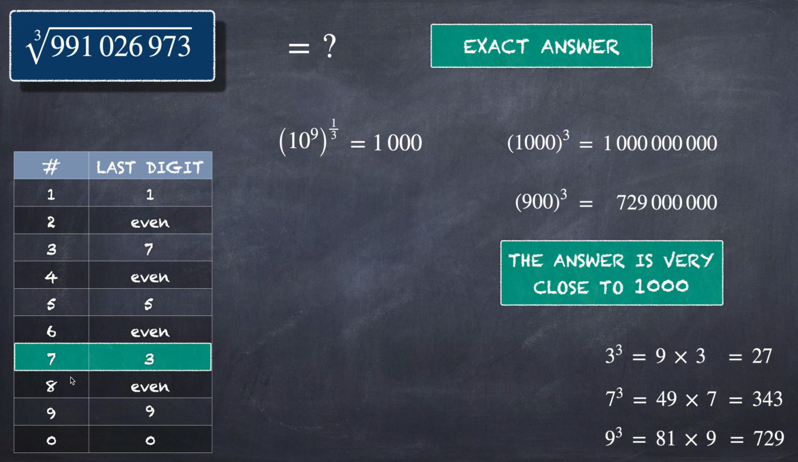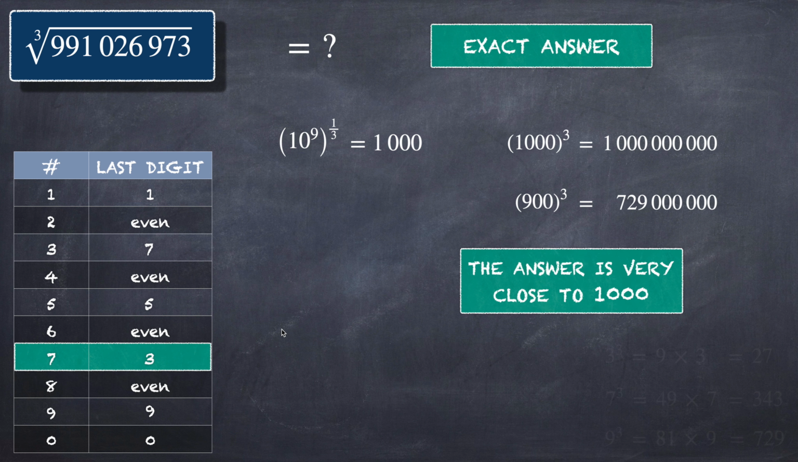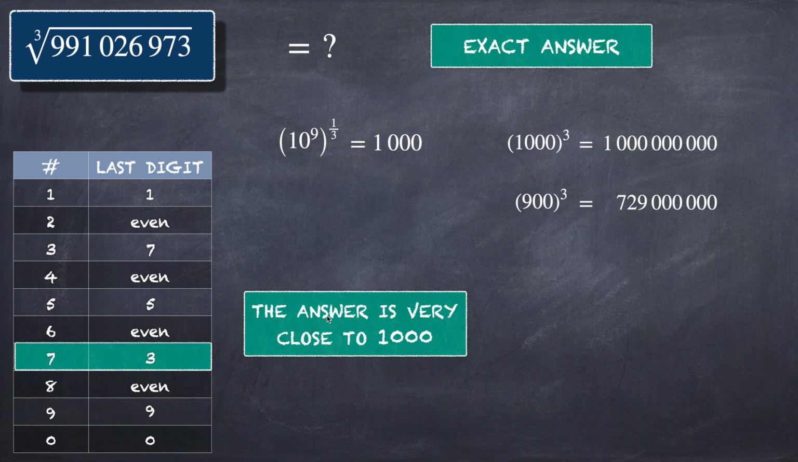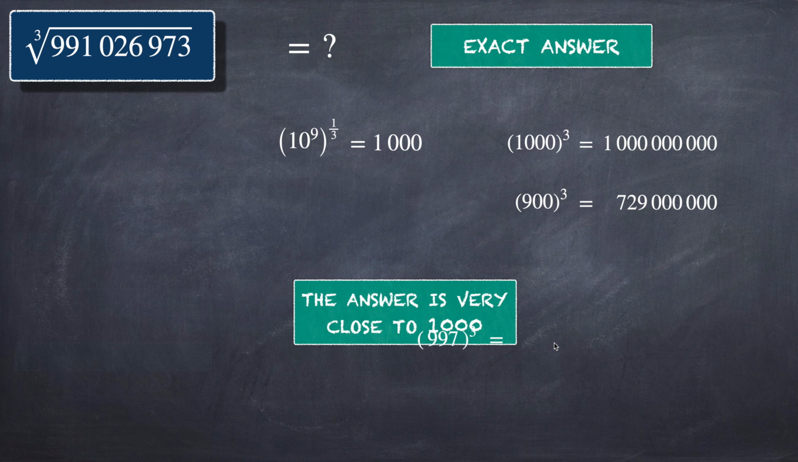So we are sure that the last digit of our answer is 7. This is a very important information. So the answer is very close to 1,000, and the last digit is 7. What is that? 907? 917? And so on, up to 997. Those are the possibilities. And since the answer is very close to 1,000, probably it is 997. It is much closer to 1,000 than the other possibilities.